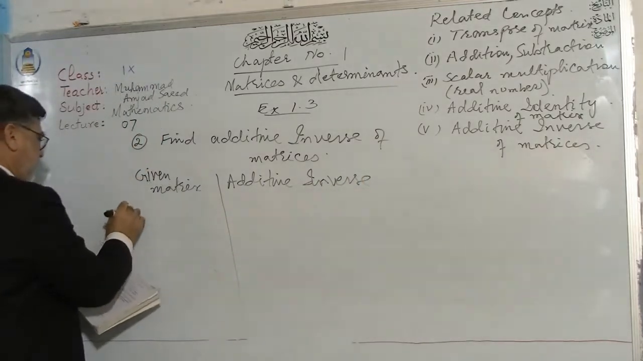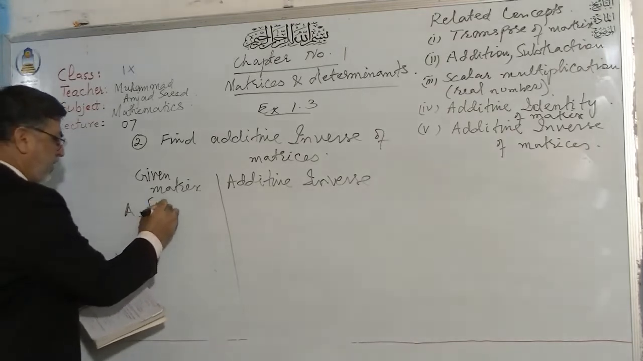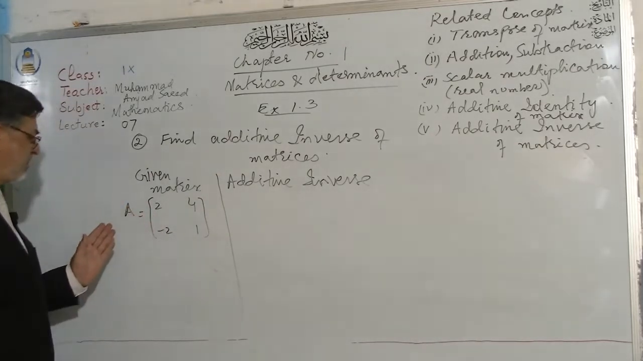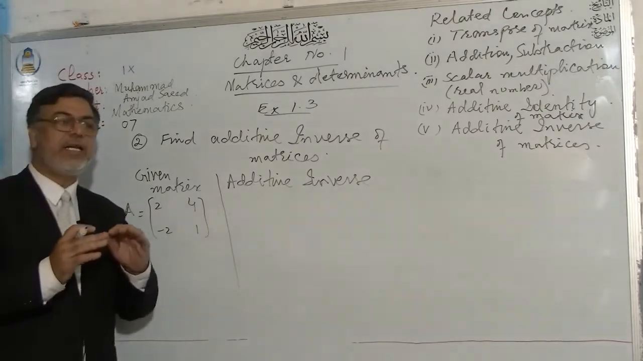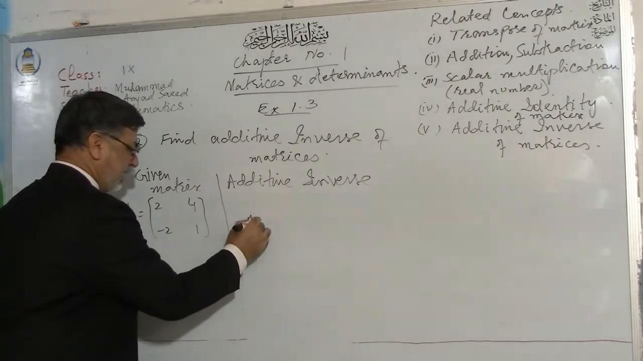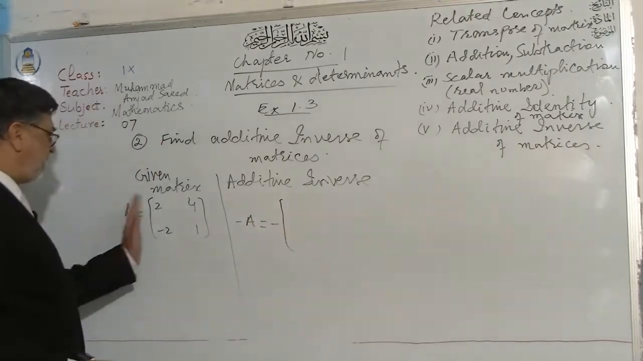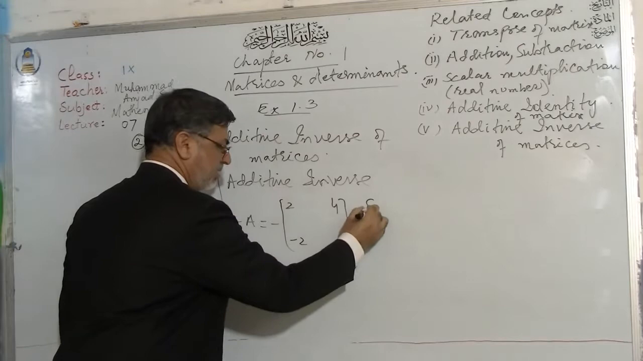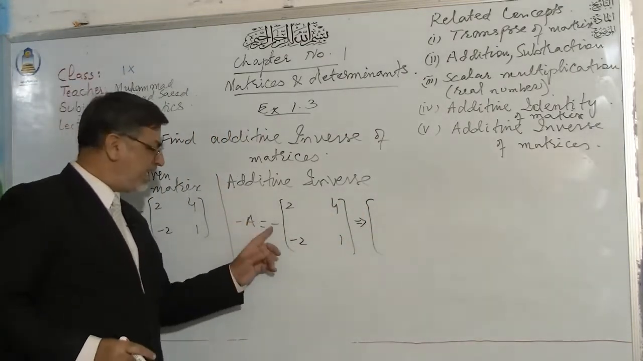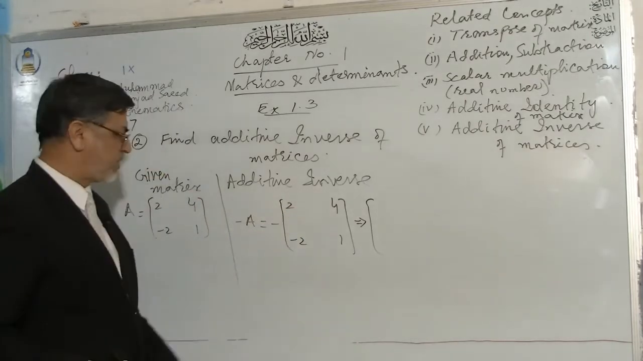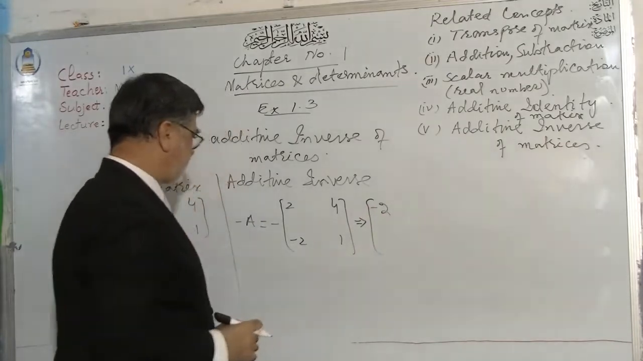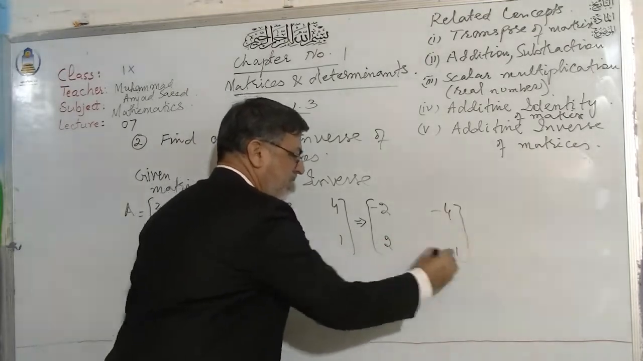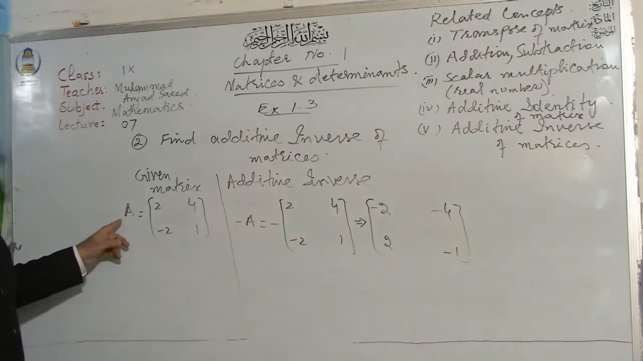Okay, A is 2, 4, minus 2 and 1. What will be the additive inverse? I told you additive inverse is actually the negative of the matrix. So additive inverse is minus A. You multiply both sides by minus. Here, multiply the negative sign, or rather you can say minus 1, to all terms, all entries. Minus 2, minus 4, minus minus plus, and plus minus minus. So this is the additive inverse of A.